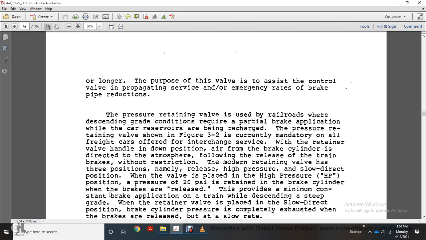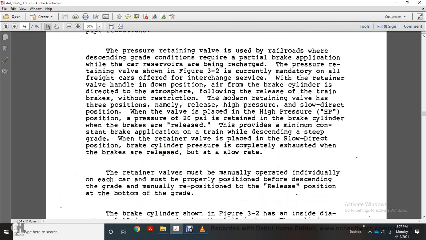This provides a minimum constant brake application for the train when descending a steep grade. When the retaining valve is placed in the slow direct position, brake cylinder pressure is completely exhausted when the brake is released, but at a slow rate. The retainer valve must be manually operated by an individual. Each car must be properly positioned before descending the grade, and manually repositioned to release position at the bottom of the grade.